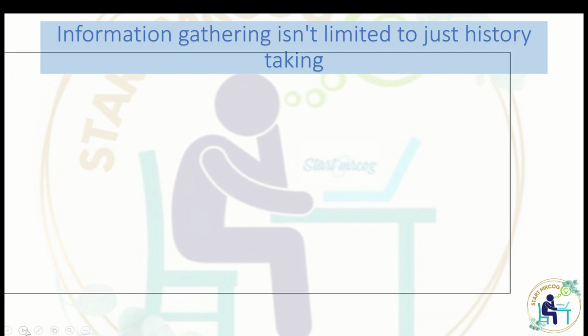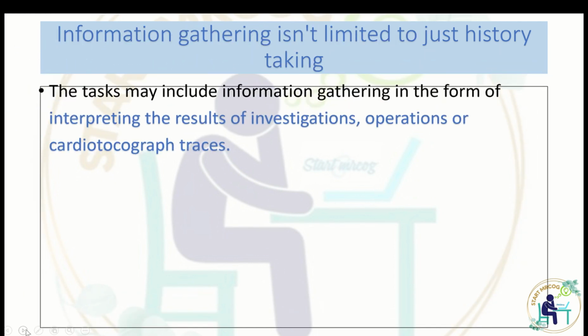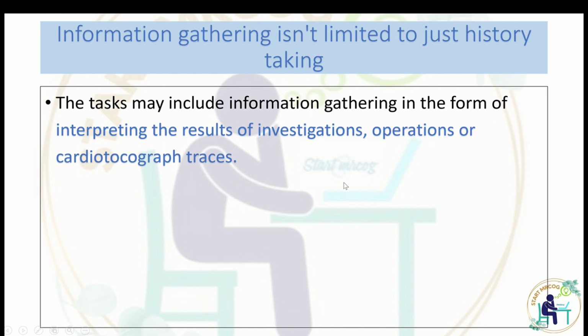Again, information gathering is not limited to history taking, because the task may include information gathering in the form of interpreting the results of investigations or operations, like in the debrief stations, post-hysterectomy or oophorectomy. You will have long details in the operation note, and this interpretation of the notes will be counted in the information gathering, like failure points. Like in the teaching station, you will have a CTG trace. You need to do the right interpretation, and for sure it will be a failure point in the applied knowledge domain.